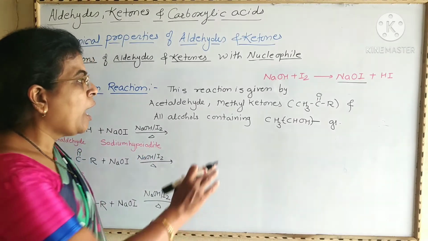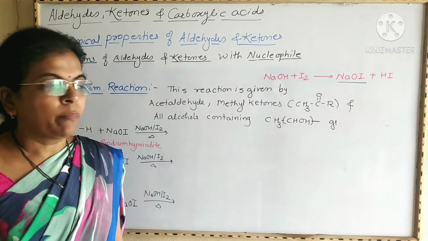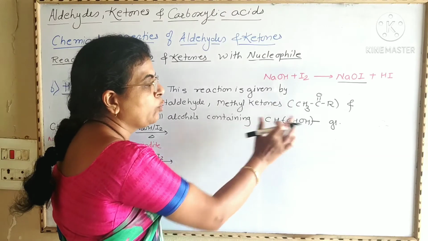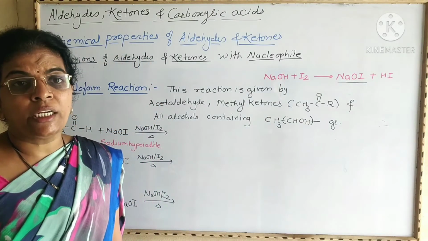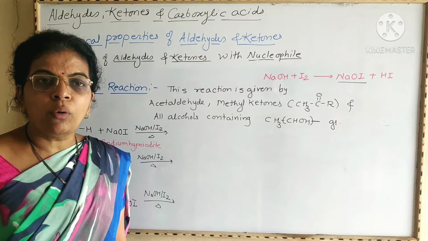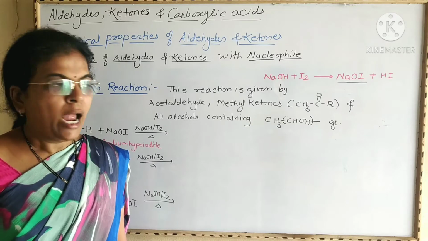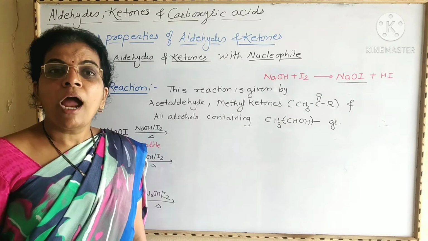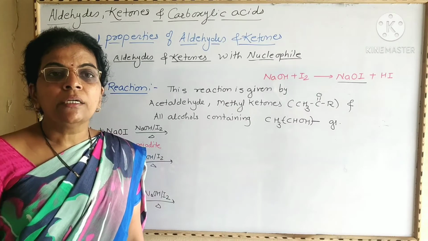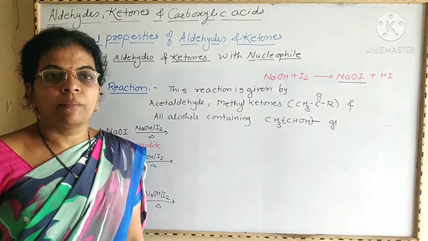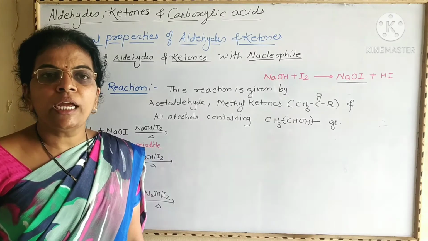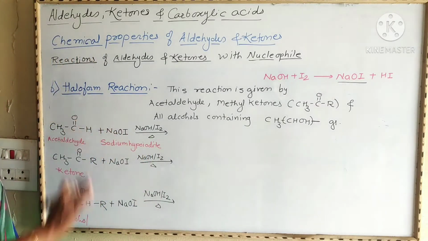Now here these alcohols also give this reaction. Which alcohols give this reaction? CH3CHOH. Now this is an oxidation reaction. When sodium hypoiodide reacts with aldehydes or ketones or alcohol, they undergo oxidation, and then formation of iodoform takes place. That is, formation of haloform takes place. Therefore this reaction is also named as haloform reaction.